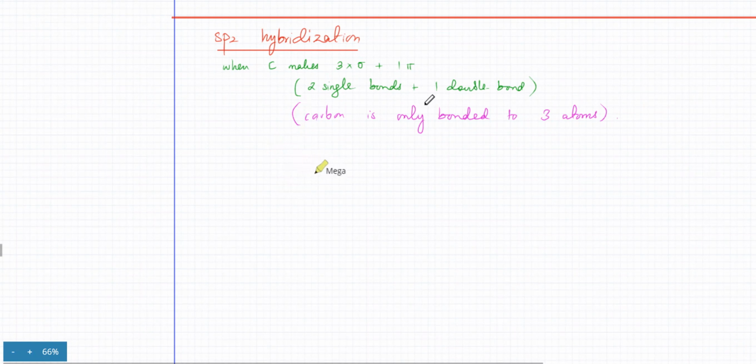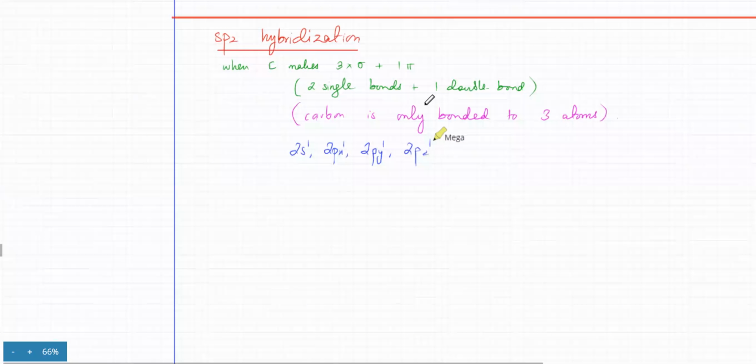How many orbitals did carbon have? It had a 2s orbital, a 2px orbital, and a 2py orbital. It had 4 electrons in the outer shell. Now when carbon is only bonded to 3 atoms, let's call them X, Y, and Z. These are the 3 atoms that carbon is bonded to.